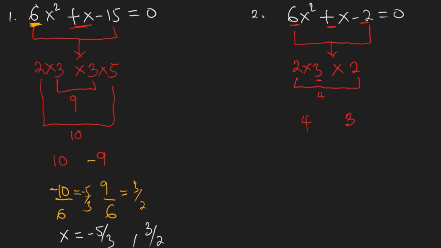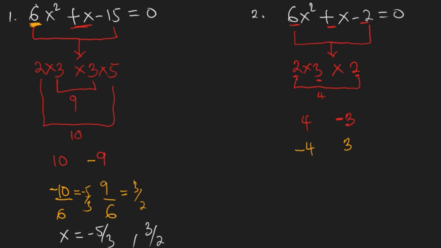How did I get a 4? 2 times 2. The 2 here times the 2 here gave me 4. And then I have 3. So now 4 and 3, what do I do to them to get positive 1? It means that this 3 should be negative. After getting this, I need to change their signs. So here becomes negative 4, and then here becomes positive 3.